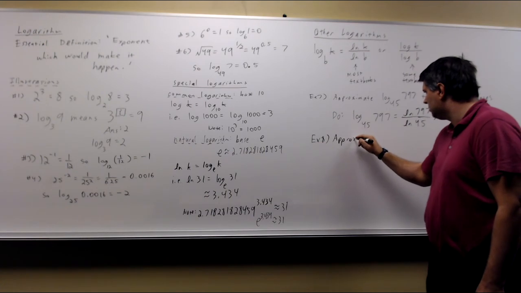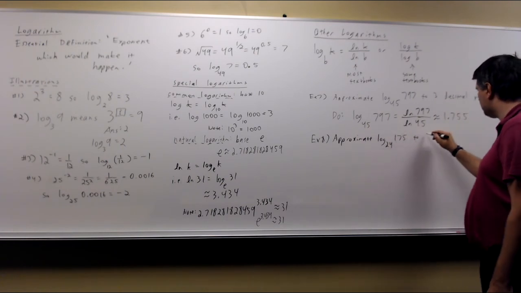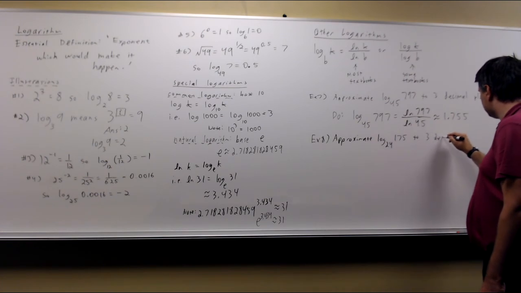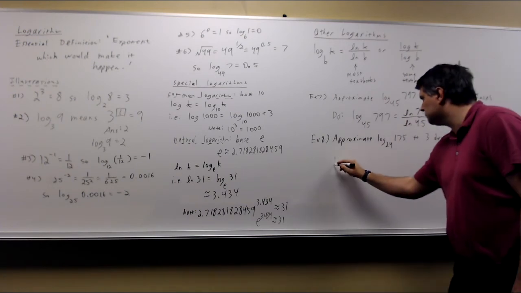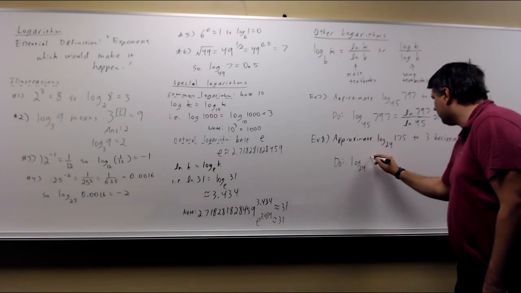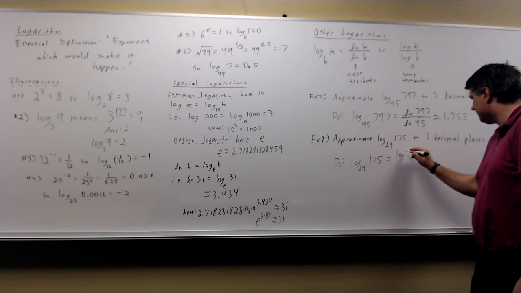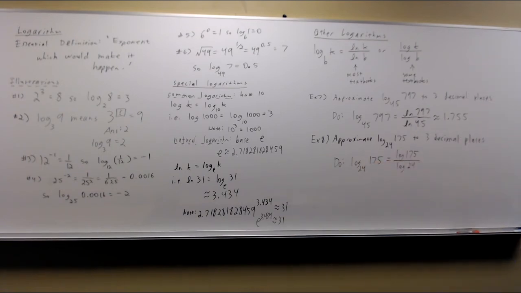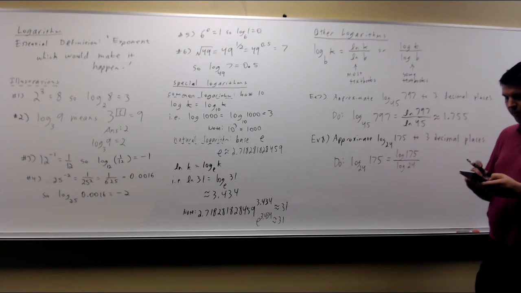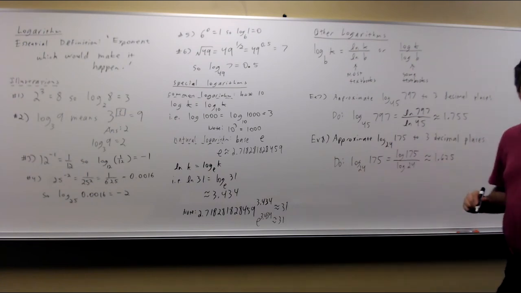Okay? Example 8. Approximate log base 24 of 175 to 3 decimal places. All right, so log base 24 of 175 is, this time I think I'll use this one, log of 175 over log of the base I want to use, 24. All right, so log of 175, I get 2.243 blah, blah, blah, divided by the log of 24. I get approximately 1.625.